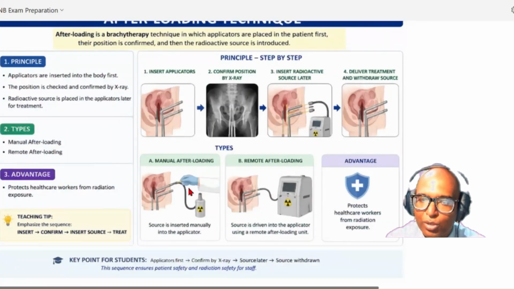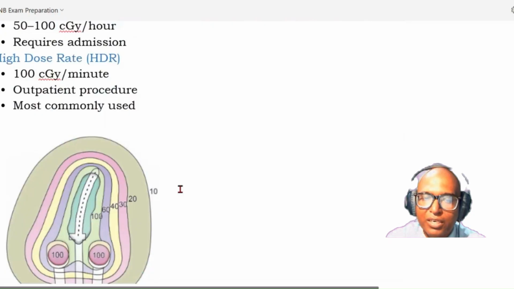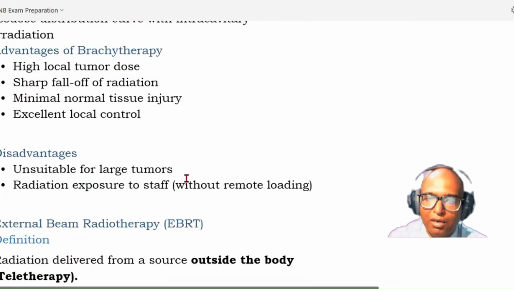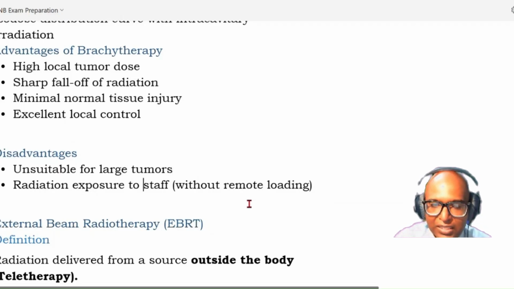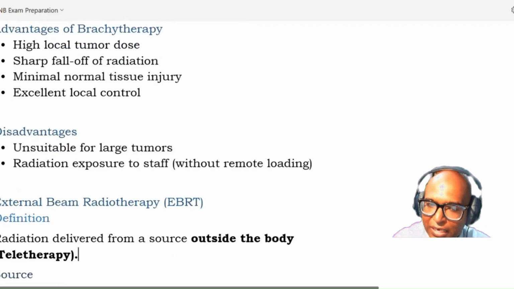This is the manual loading. Okay, so if you do the remote loading, there will be less exposure to the staff. Okay, then another type of radiotherapy is the external beam radiotherapy.